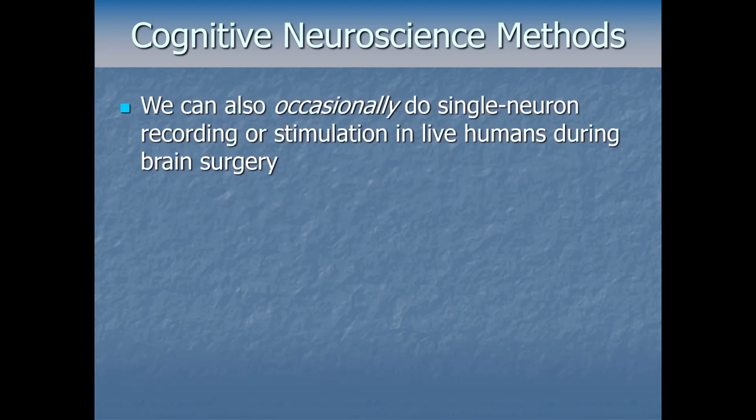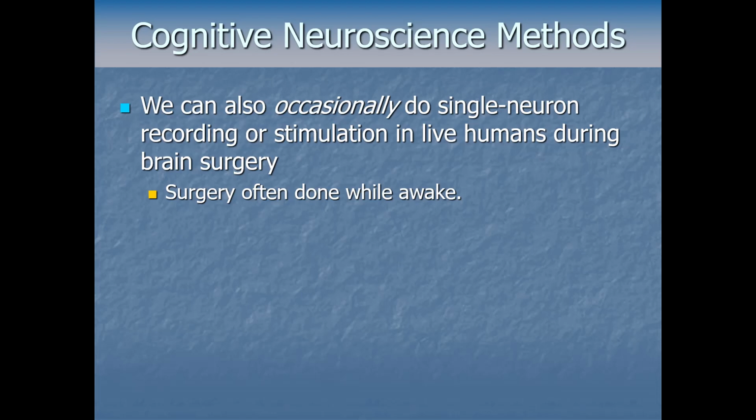Now, we can occasionally do single neuron recording. Similar to what we saw with some animal studies, we can occasionally do single neuron recording or single neuron stimulation in live human brains if they're already going to be undergoing some brain surgery and if they decide to sign off on volunteering and helping science along the way. This is surprisingly easy to do for cognitive studies because there are no pain receptors inside the brain. So brain surgery is actually often done with the patient awake the entire time.